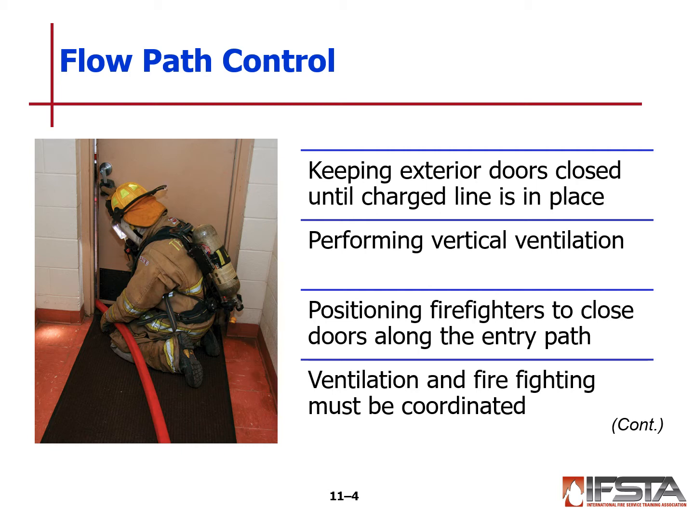We can control the flow by performing vertical ventilation, and that's a pre-planned, timed, coordinated effort, as you will, where we cut a 4x4 or larger hole, preferably right over the seat of the fire, and exhaust those heated gases and smoke out the ventilation hole. We can also control the flow path by positioning firefighters close to doors along the entry path, and ventilation and firefighting must be coordinated.